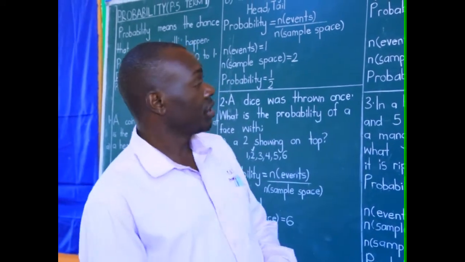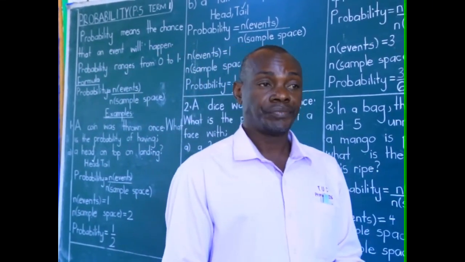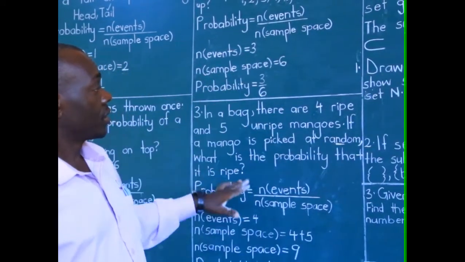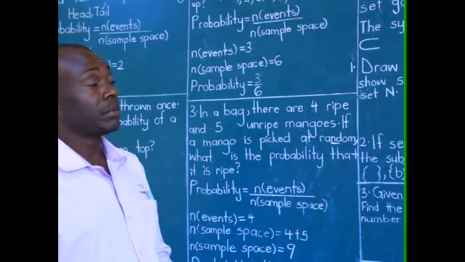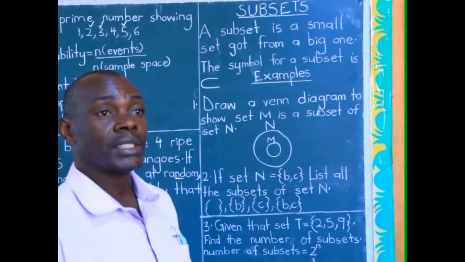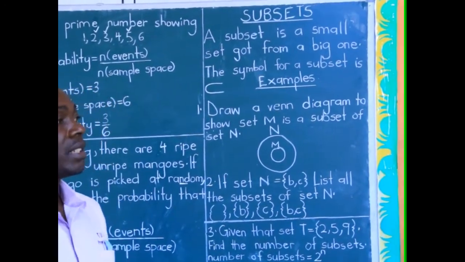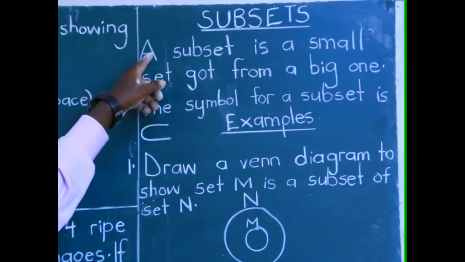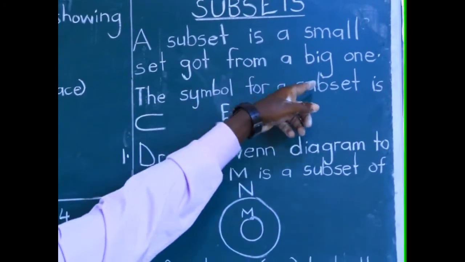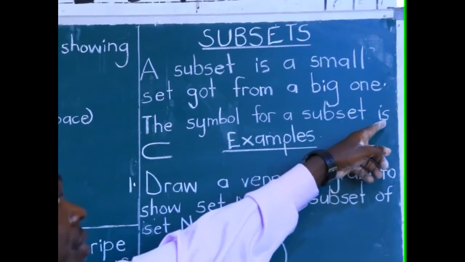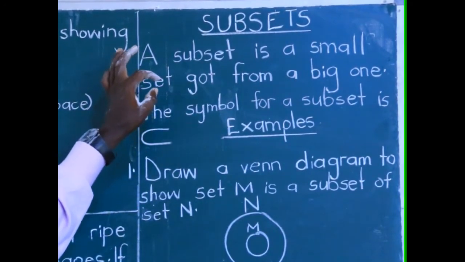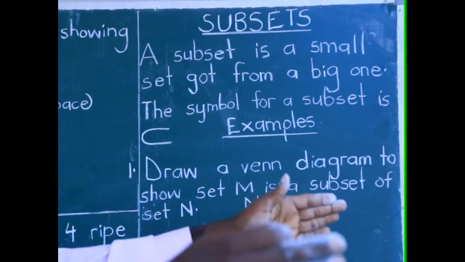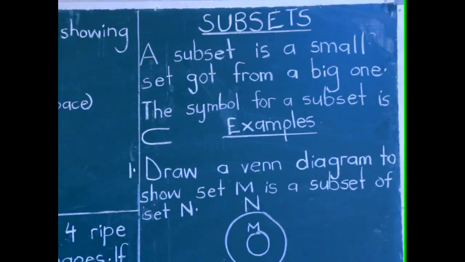So that's about probability, which means the chance of an event happening. So we shall put it at that before we look at subsets now. The question is, what's a subset? A subset is a small set got from a big set. So that's what's described very well here: a subset is a small set got from a big one. And the symbol for subsets is this one. Please draw the symbol for subsets. It's a prolonged C. Something like C but prolonged. Don't use C but something prolonged.